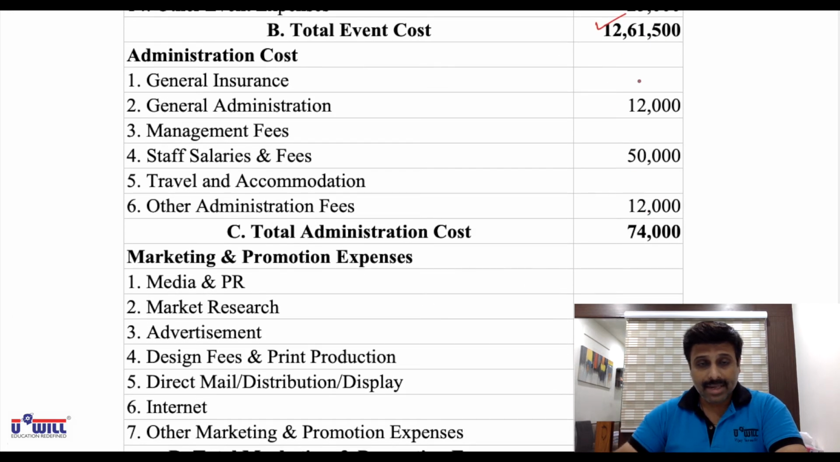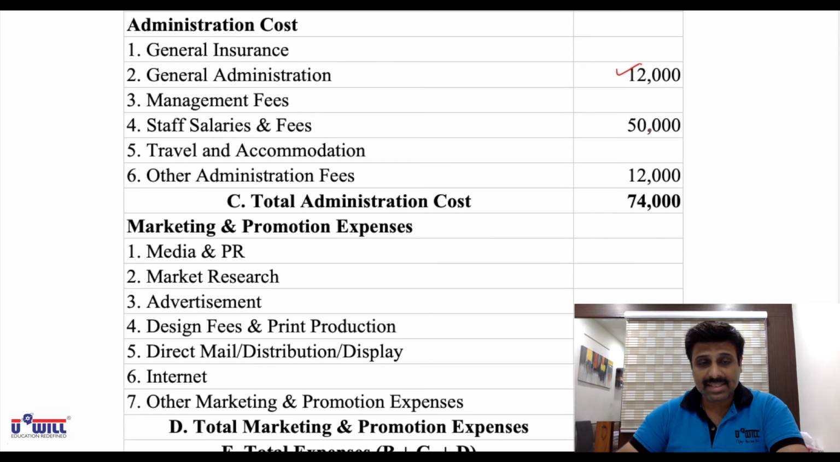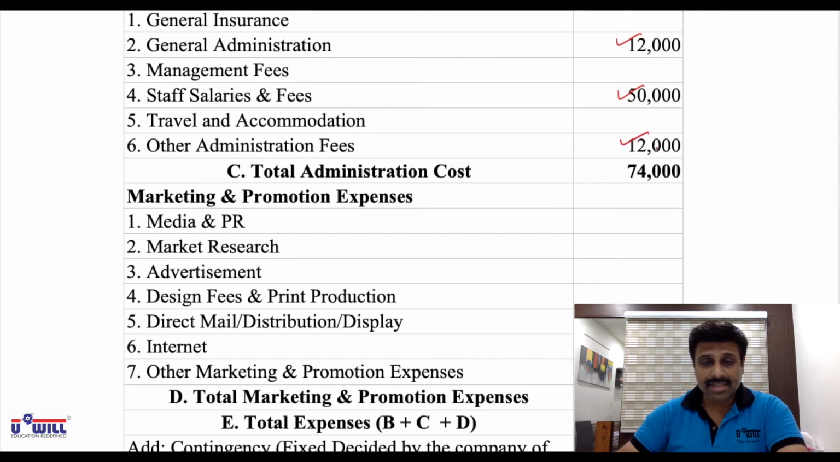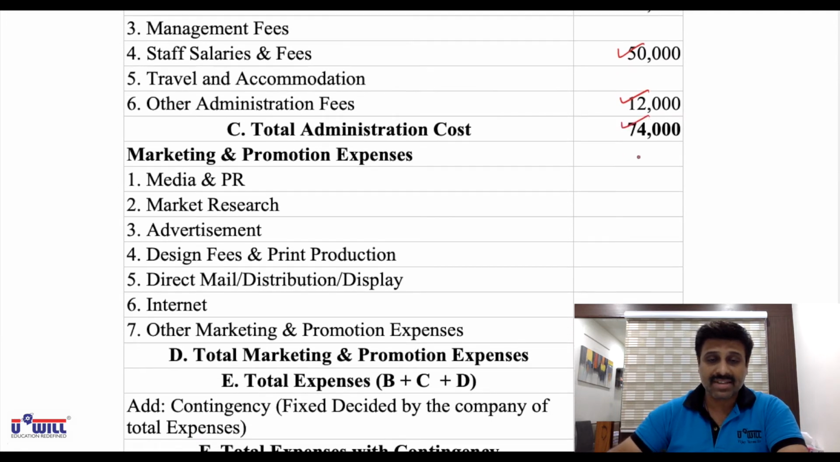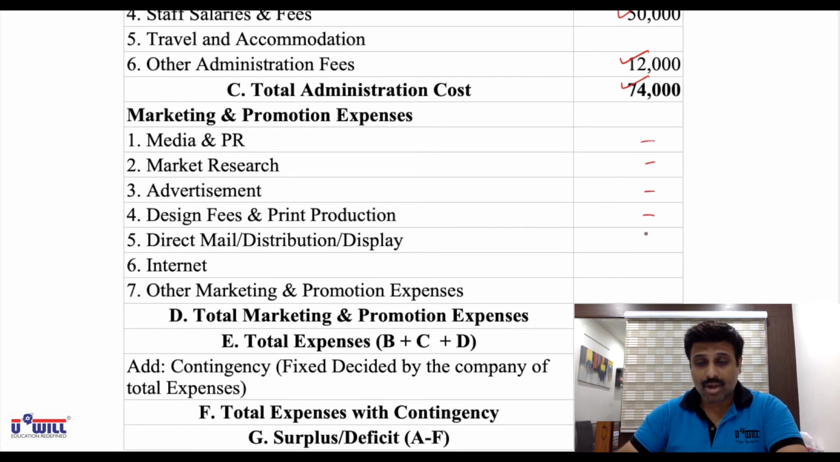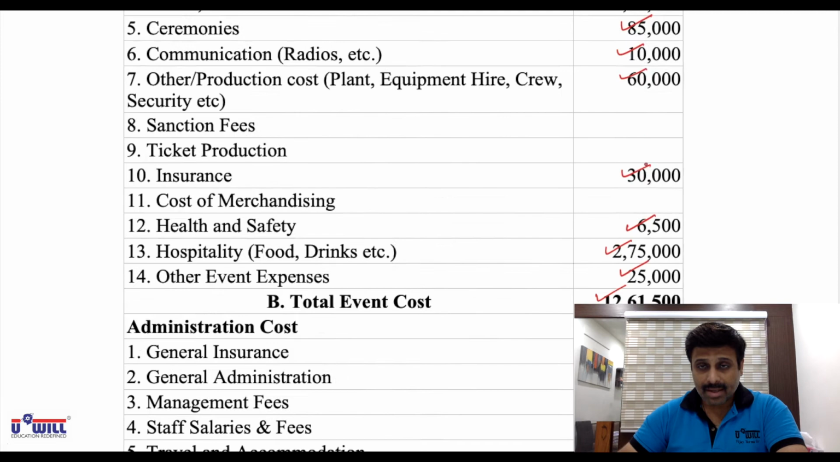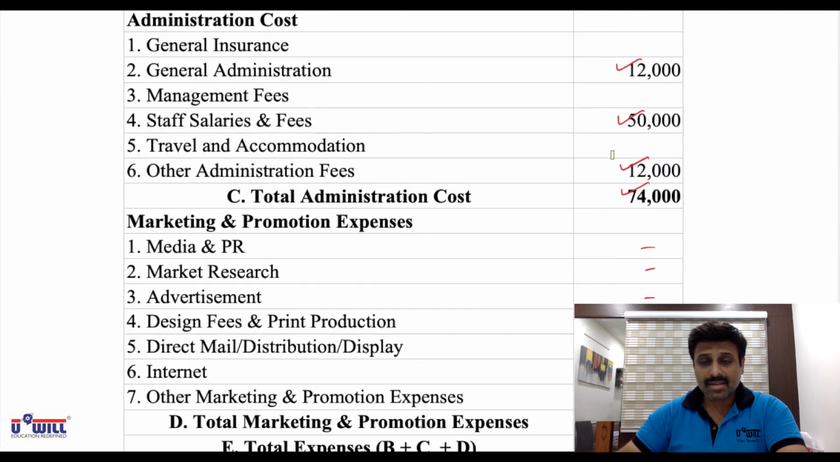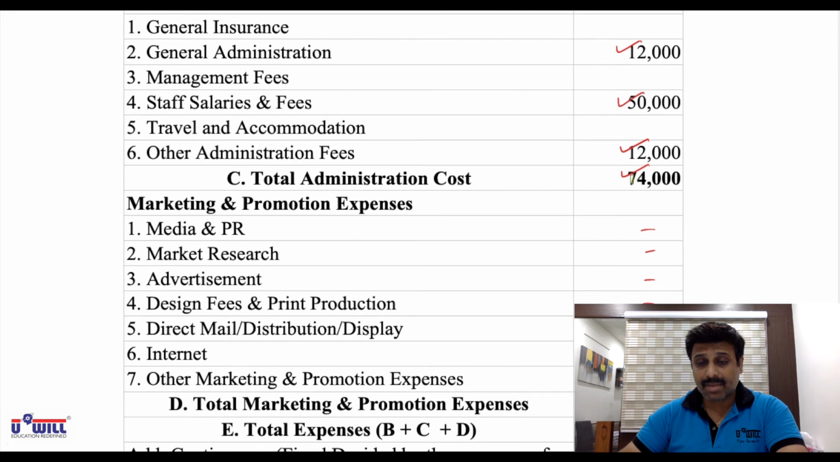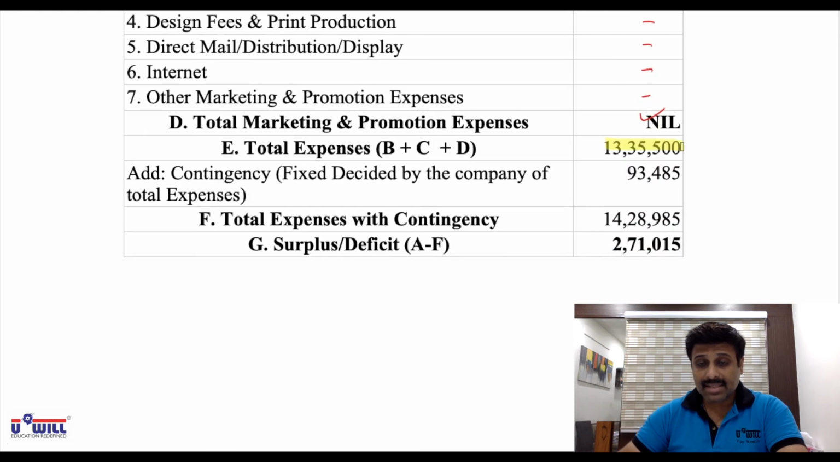12,61,500. In administration cost, general insurance is nil, general administration 12,000, management fees is nil, staff salaries and fees 50,000, travel and accommodation is nil, other administration fees 12,000, total administration cost 74,000. No marketing cost is there, so total is nil. Now, the total of these expenses 12,61,500 plus 74,000 plus nil, that is 13,35,500. And then you'll add contingencies 93,485. So total expenses with contingencies 14,28,985.